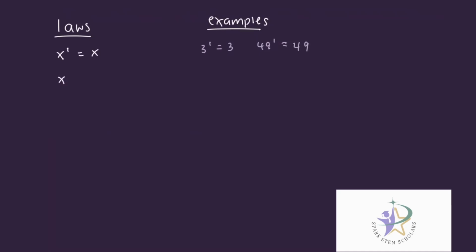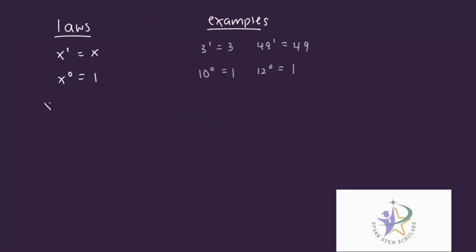Now, anything to the 0 power will equal 1. So if you have 10 to the 0, then you will have 1. If you have 12 to the 0, then you also have 1. So anything to the 0 power is 1.